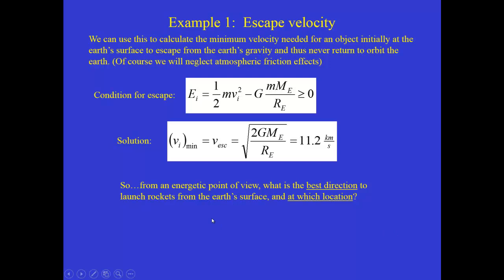The key here is to realize that the Earth is not at rest, but the Earth rotates. And because of the Earth's rotational motion, there are certain places on the Earth's surface that are going to be more advantageous to build a launch facility than others.